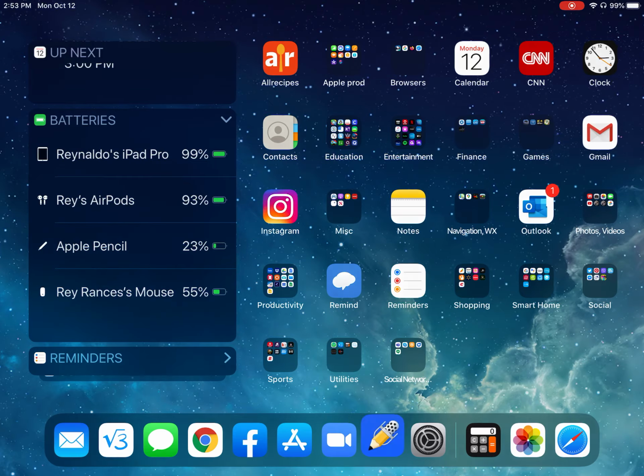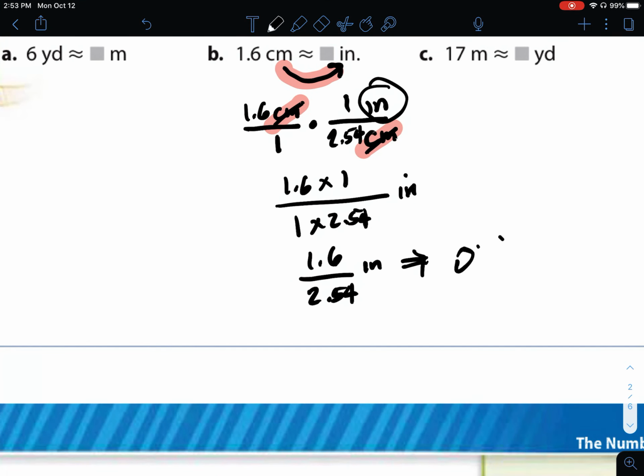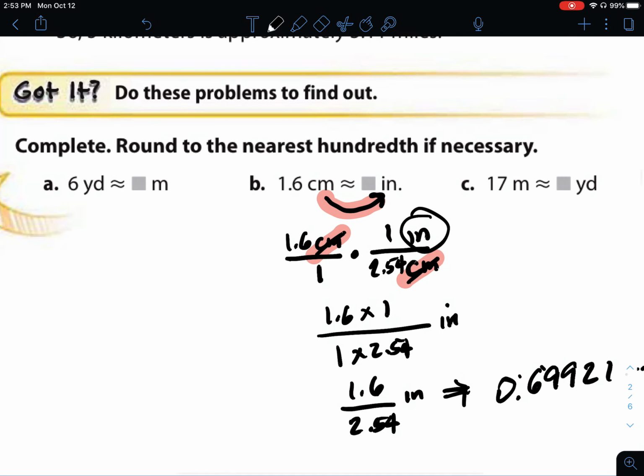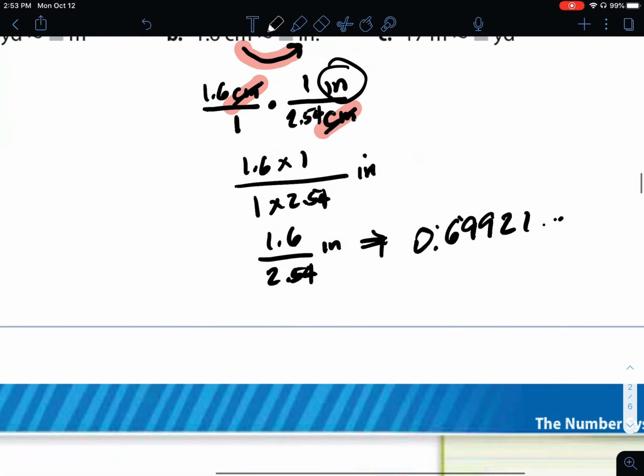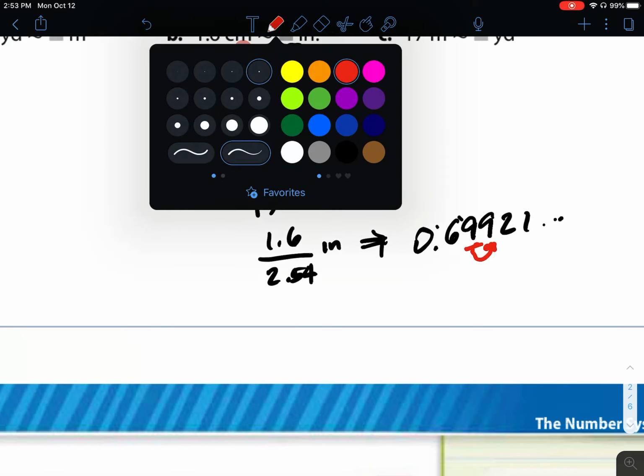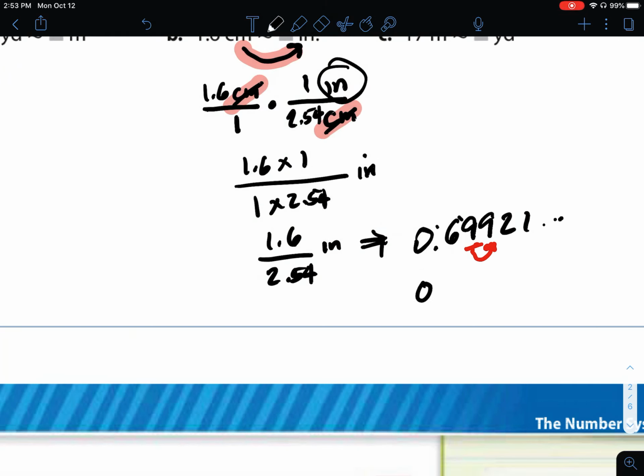Okay, so it's approximately equal to 0.62992, 0.69921. Okay, and the numbers continue. Now since it's saying round to the nearest hundredth right here, I'm going to look for my hundredths place. My hundredths place is actually this digit, and I look to the right. Okay, and since that's a 9, I round up.